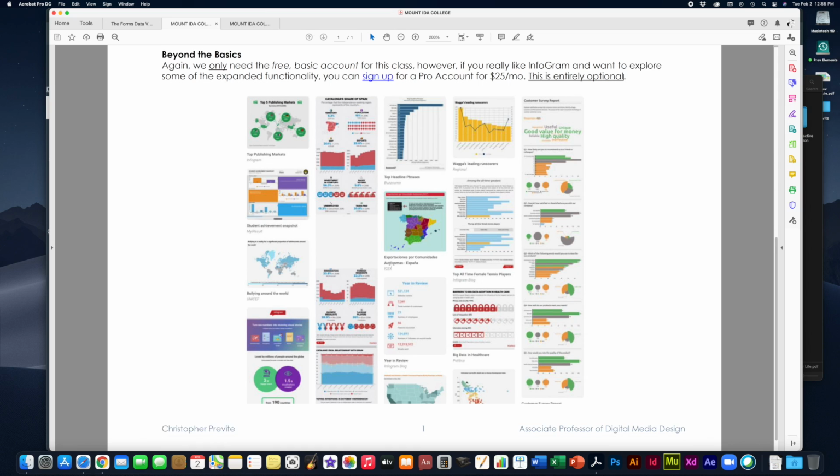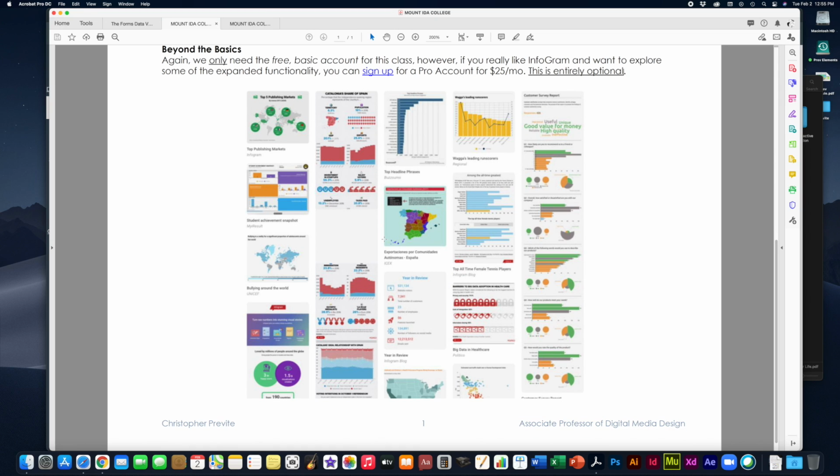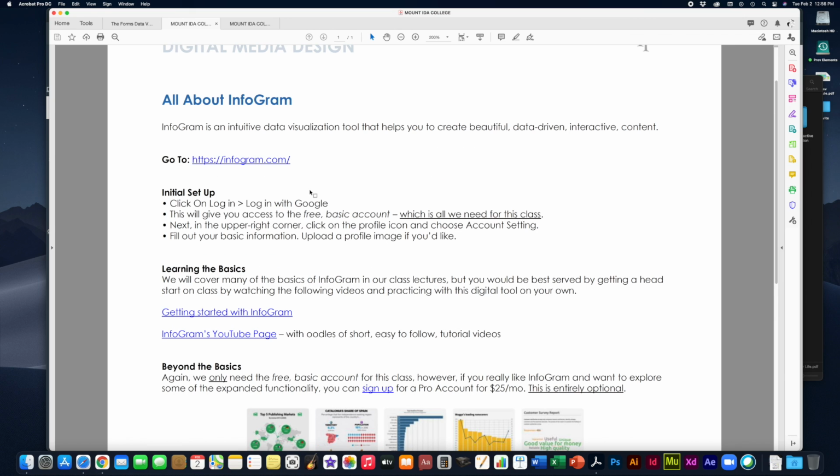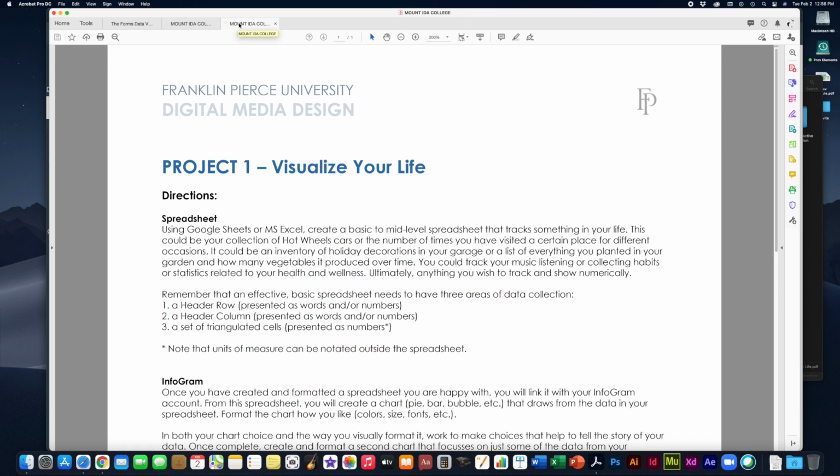And here's some examples of the types of data visualizations you can make in Infogram. So we're going to really get into this soon. Okay, so that's homework number 1 for the week. Homework number 2 is we're going to get started on our first project, which is called Visualize Your Life. I should say our first data visualization project.